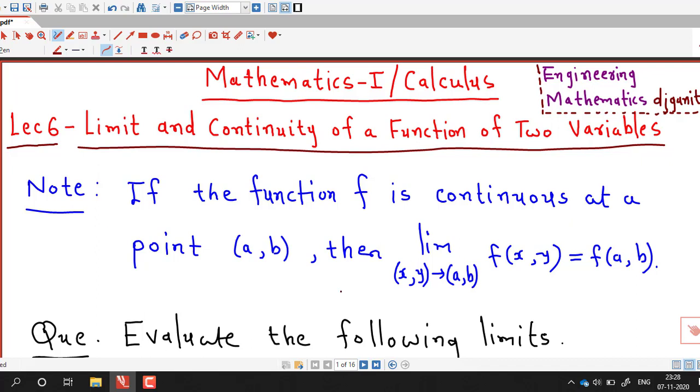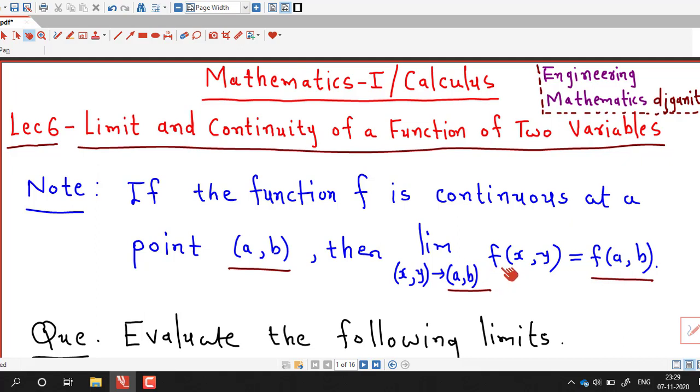In the last lecture, we have discussed the definition of continuous function. So, if the function f is continuous at some point (a, b), then by the definition, the limit of f(x, y) as (x, y) approaches that point (a, b) must be equal to the value of the function at that point (a, b). So using this definition, if we know that the function is continuous at that point at which we want to evaluate the limits, then the value of this limit must be equal to the value of the function f at that point (a, b). So this is helpful in evaluating limits of continuous functions.